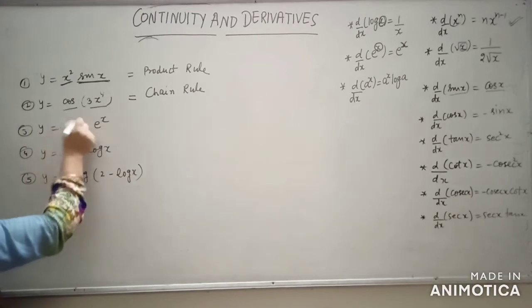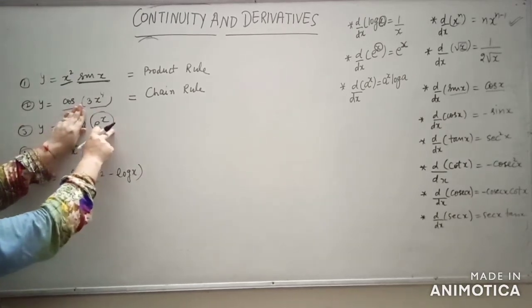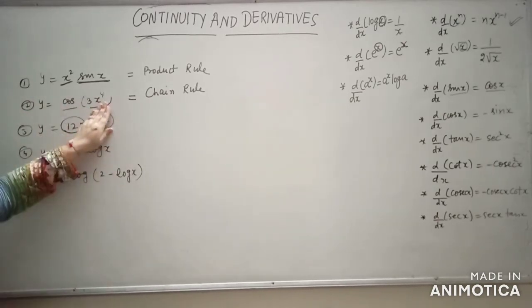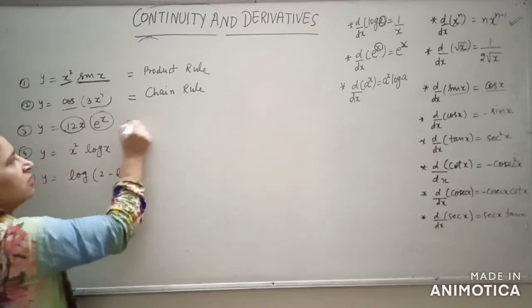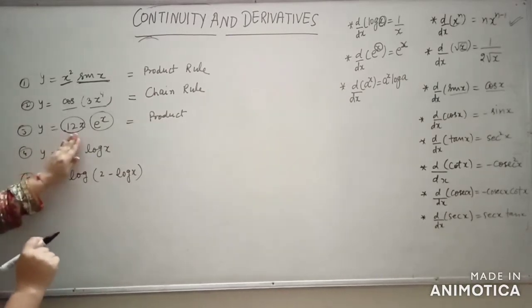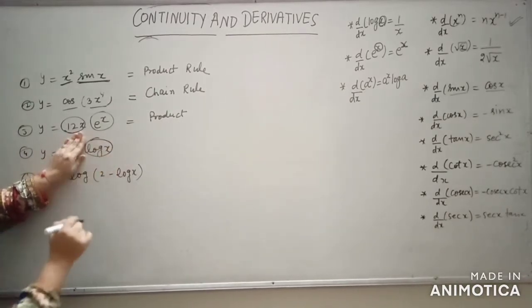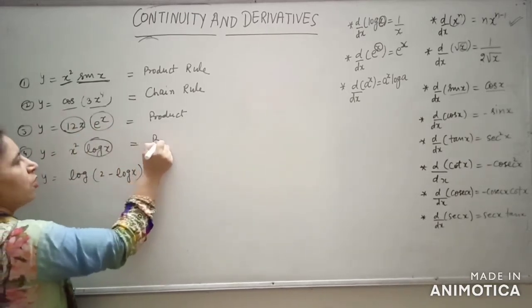If I say this is 12x, this is e^x. e^x exists independently, and 12x can also survive independently. Both of these can survive independently. Therefore, product rule. Okay, now come to the next. This is x. If I hide it, then log x can survive independently, and x square can also survive independently. So product rule.